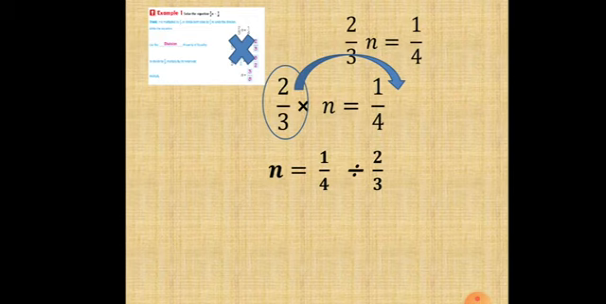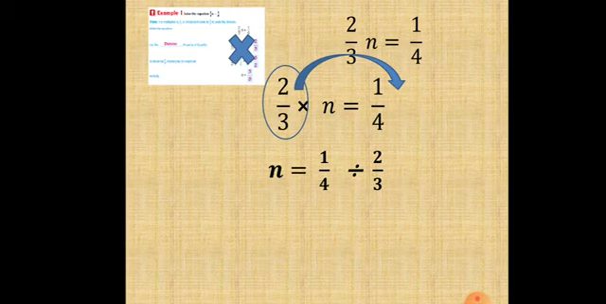Now make sure you don't write 2 over 3 divided by 1 over 4. No, the number which is with the equal sign stays with the equal sign. Okay, now we are going to divide. Can we divide fractions?